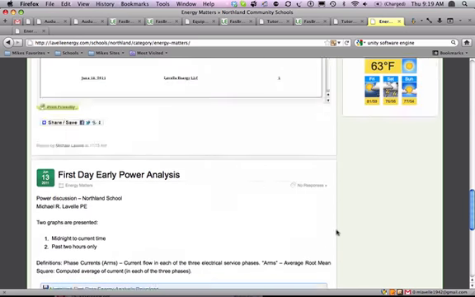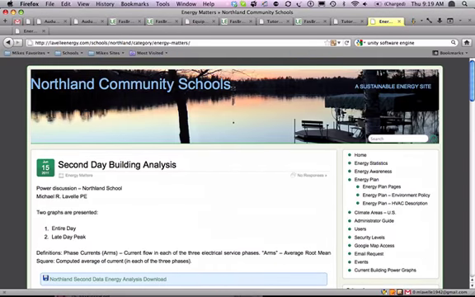So this is an overview of how you can take advantage of the building energy consumption and how the data coming in from utility submetering can be used as a practical matter.